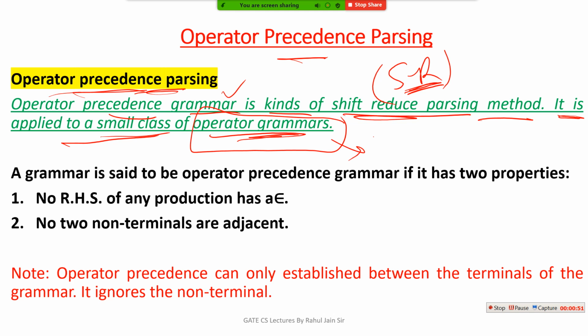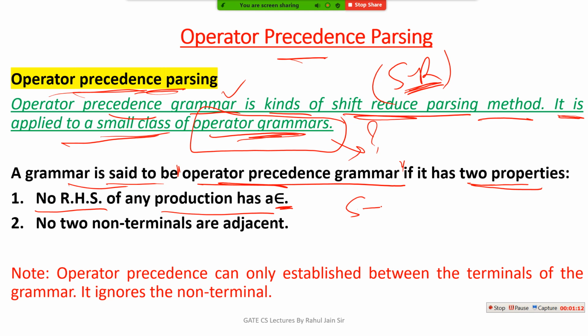Now the main question that arises here is: what is an operator grammar? A grammar is said to be an operator precedence grammar if it has two properties. What are the two properties? The very first one is that no RHS of any production has epsilon.